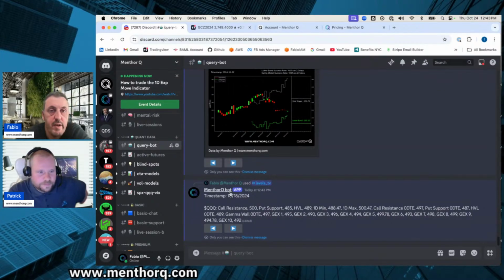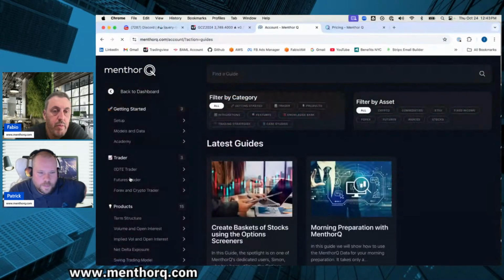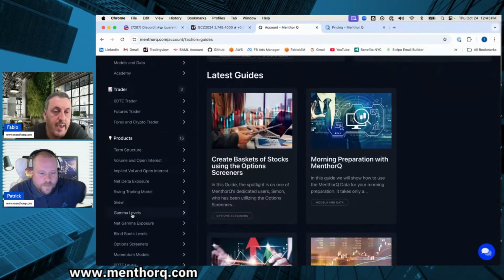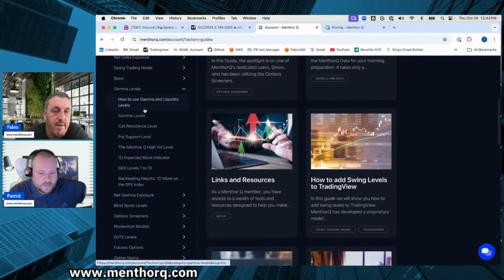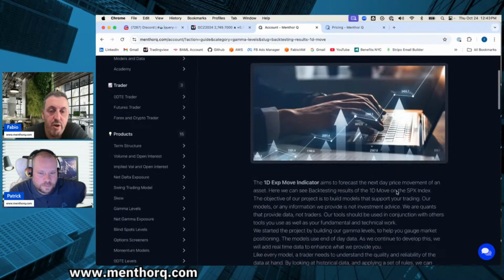Yeah, exactly. And before we go into examples, if you guys have questions, please send them. If you go to our website, once you create a free account, you can go under our guides and click on gamma levels. And here you will have all the different levels, the primary levels, the Jacks 1 to 10. But then we have a document here about the backtesting. So let's go over that and look at some results.